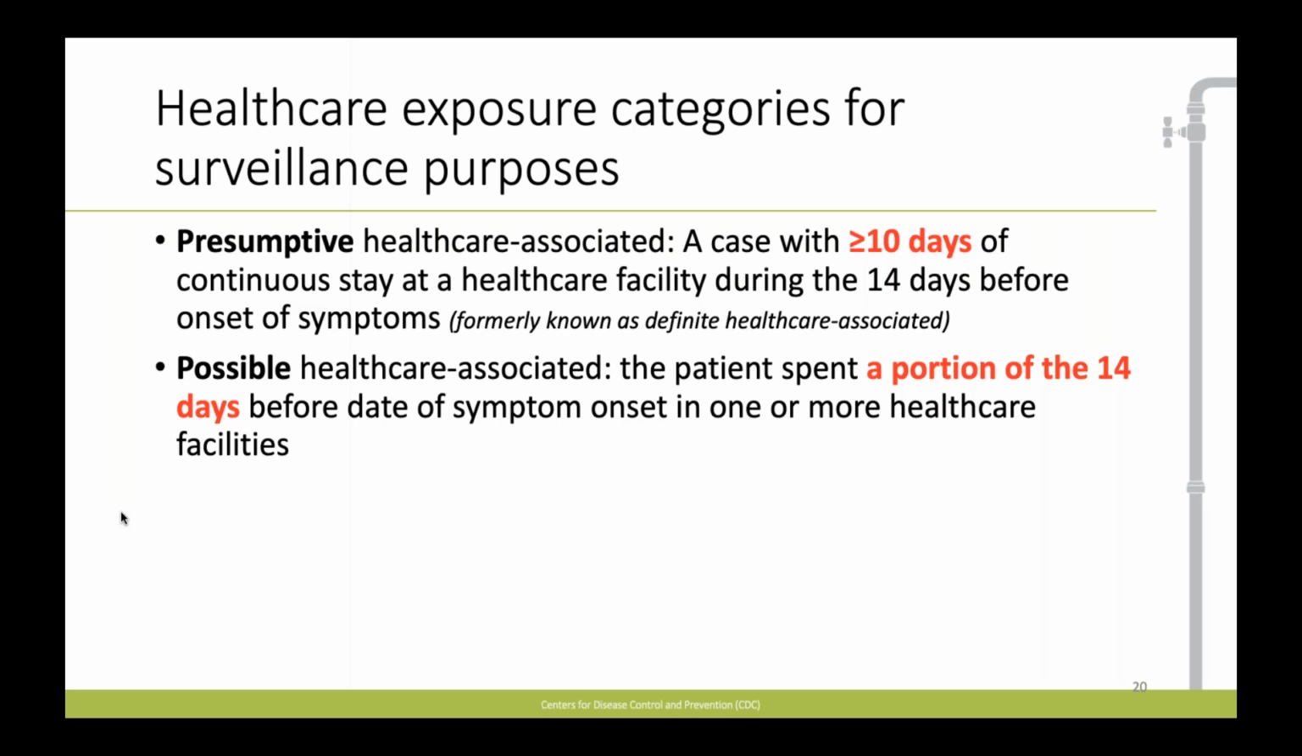But currently, CDC defines a presumptive healthcare-associated case as a case with greater than or equal to 10 days of continuous stay at a healthcare facility during the 2 weeks before onset of symptoms. This was previously known as a definite healthcare-associated case, with a little tweaking to the language. And then a possible healthcare-associated case is defined as a patient that spent a portion of the 14 days before date of symptom onset in one or more healthcare facilities.